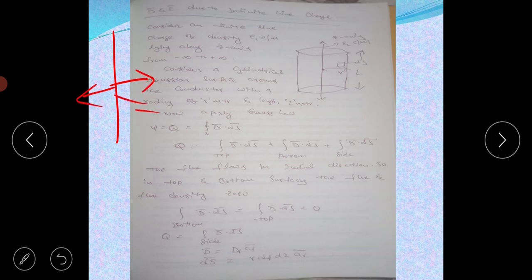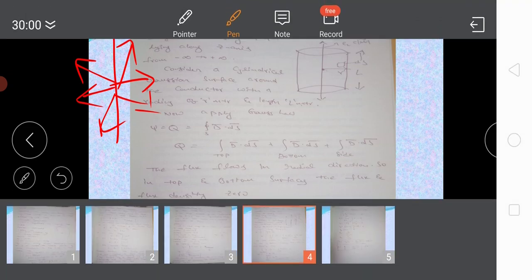Generally this charge produces the electric flux in the radial direction. Assume this is one line charge. The line charge produces electric flux lines like this, in the radial direction. Here also the line charge produces electric flux lines in the radial direction. So throughout the charge, it produces electric flux lines in radial directions only.